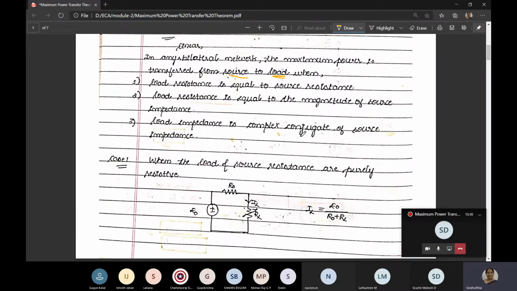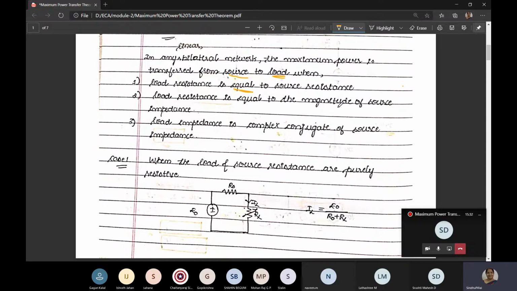The first is that the load resistance is equal to the source resistance. Second, the load resistance is equal to the magnitude of the source impedance.